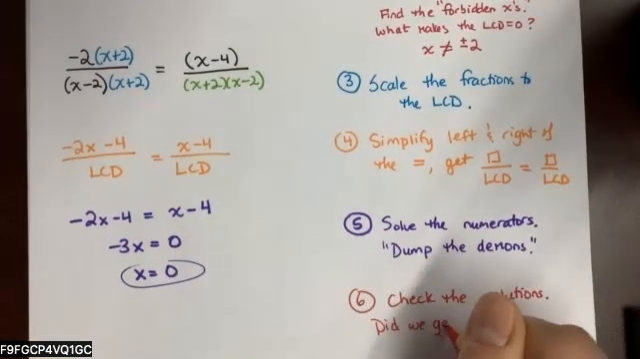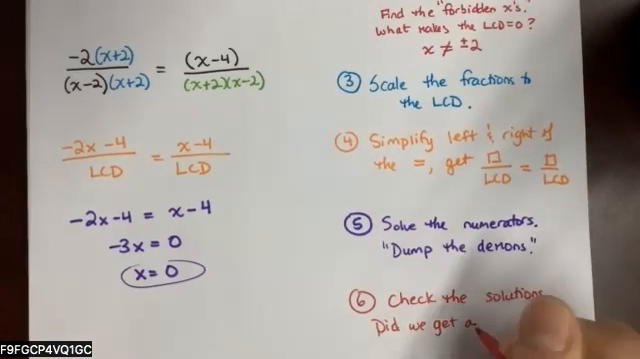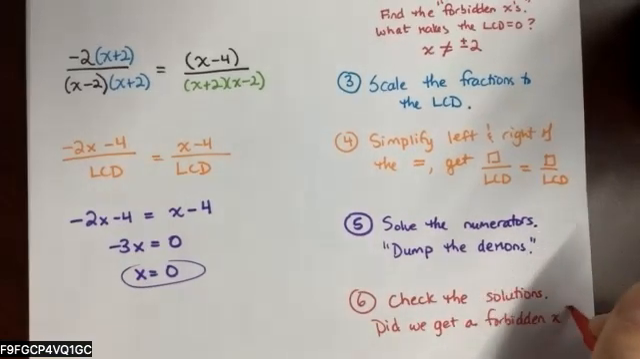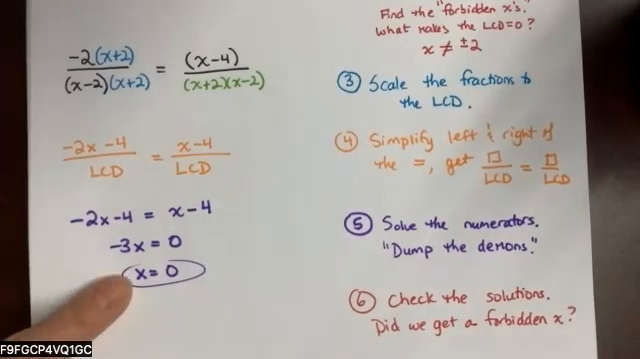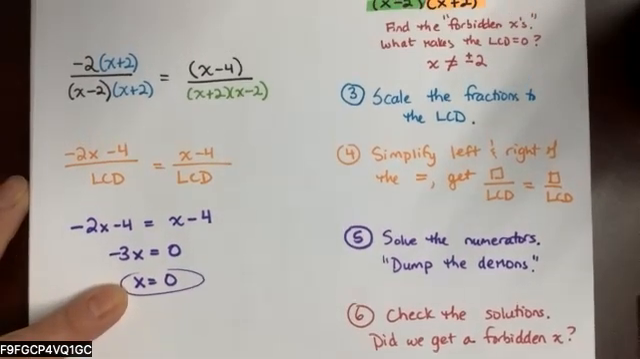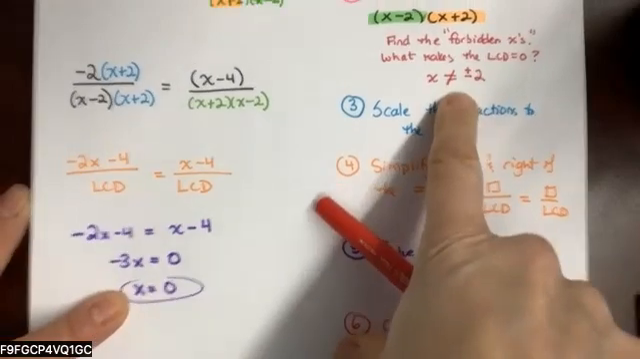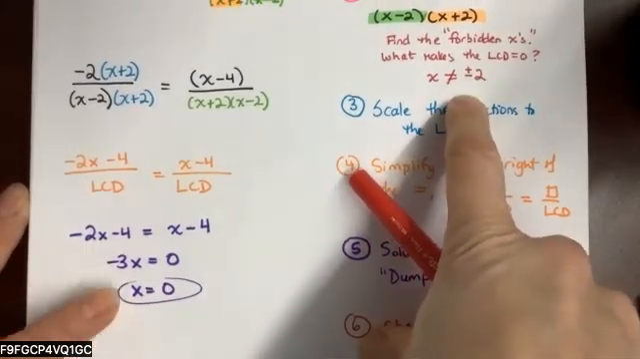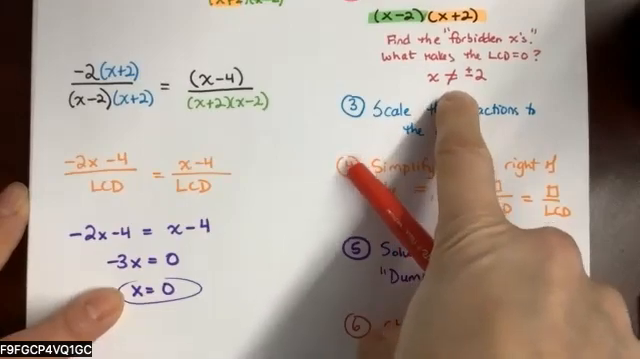So did we get a forbidden x? So did a solution that we got fall in the list of forbidden values? Nope. This x is not in our list of forbidden.